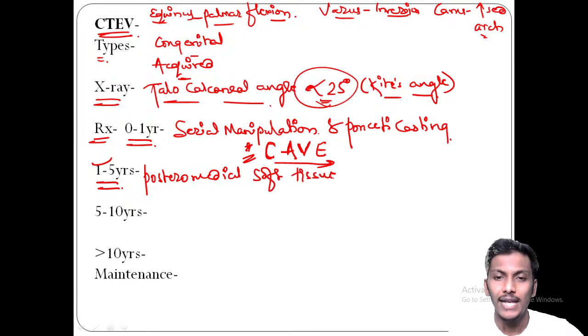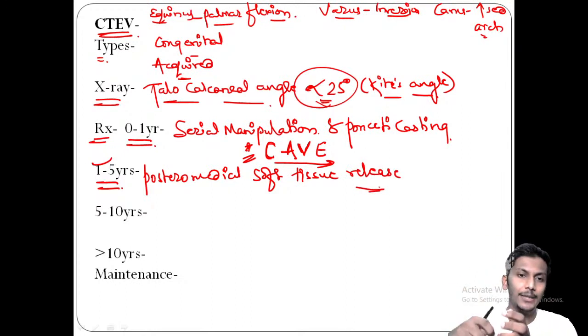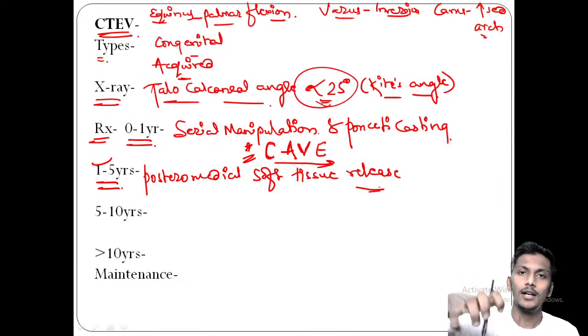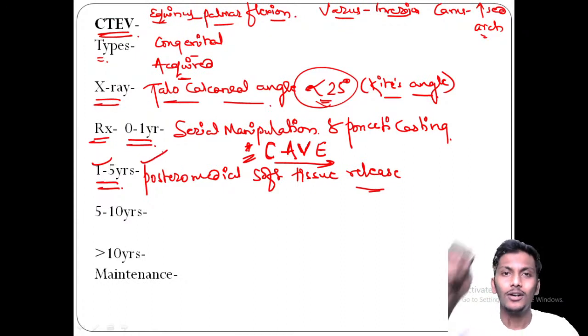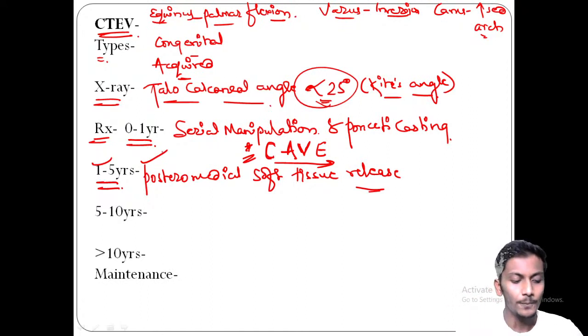So what happens usually at the level of the ankle? At the posteromedial side behind the tibia, there are soft tissues which undergo spasm, and that can also lead to congenital talipes equinus varus. So between 1 to 5 years of age we need to cut these tissues, and this procedure is known as posteromedial soft tissue release.